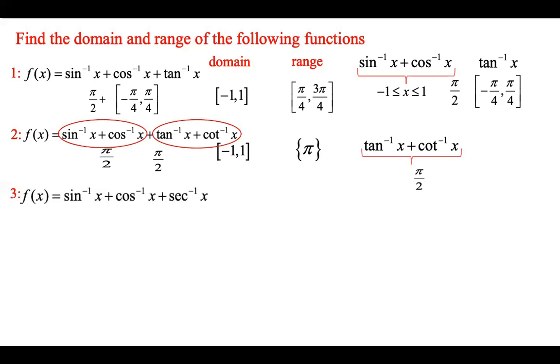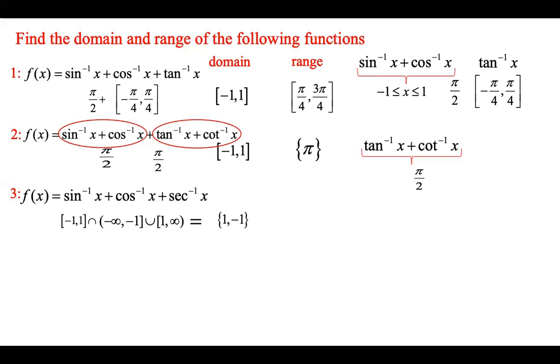And the third problem: sin inverse x plus cos inverse x plus secant inverse x. Here again, the sin inverse x plus cos inverse x domain is -1 to +1. But secant inverse x is defined when x is in the interval -infinity to -1 union 1 to infinity. When you take the intersection of these two, only two points come, one is 1 and the other is -1. This is exactly the domain of the function. So the domain has only two elements, 1 and -1.